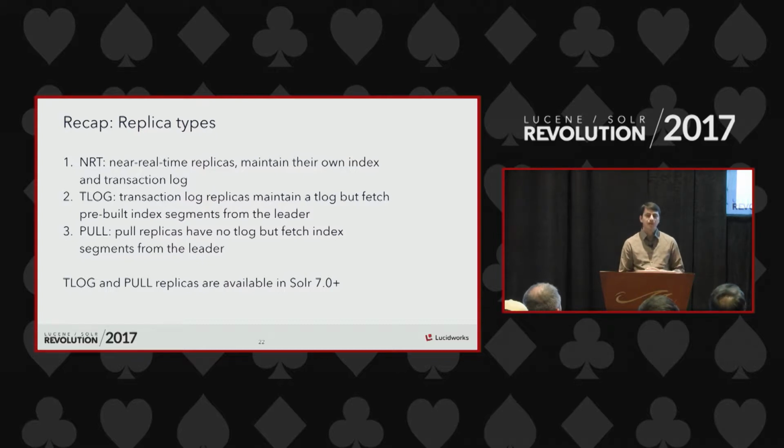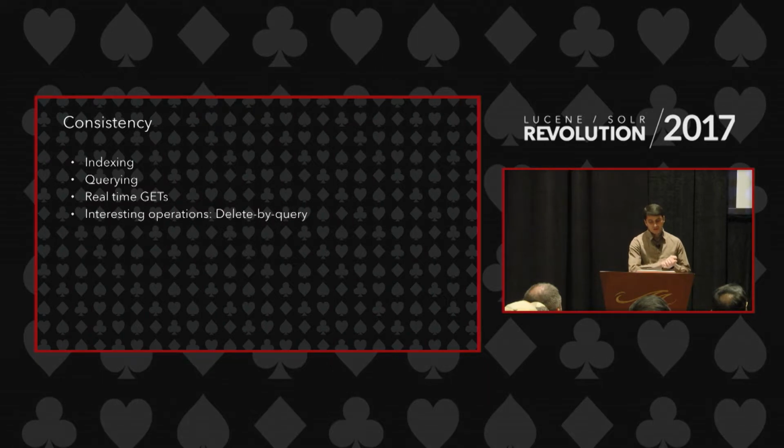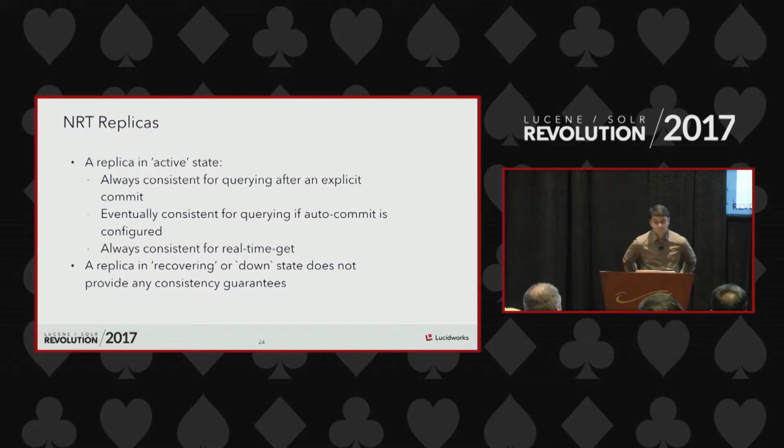So now let's look at the consistency aspect. Obviously, with everything, there are trade-offs here. We gain some things, we lose some things. We have kind of covered what we have gained here, but what have we lost? So let's look at the indexing side and the querying side. Real-time gets are interesting, especially when delete by queries are involved. So let's take a look at them.